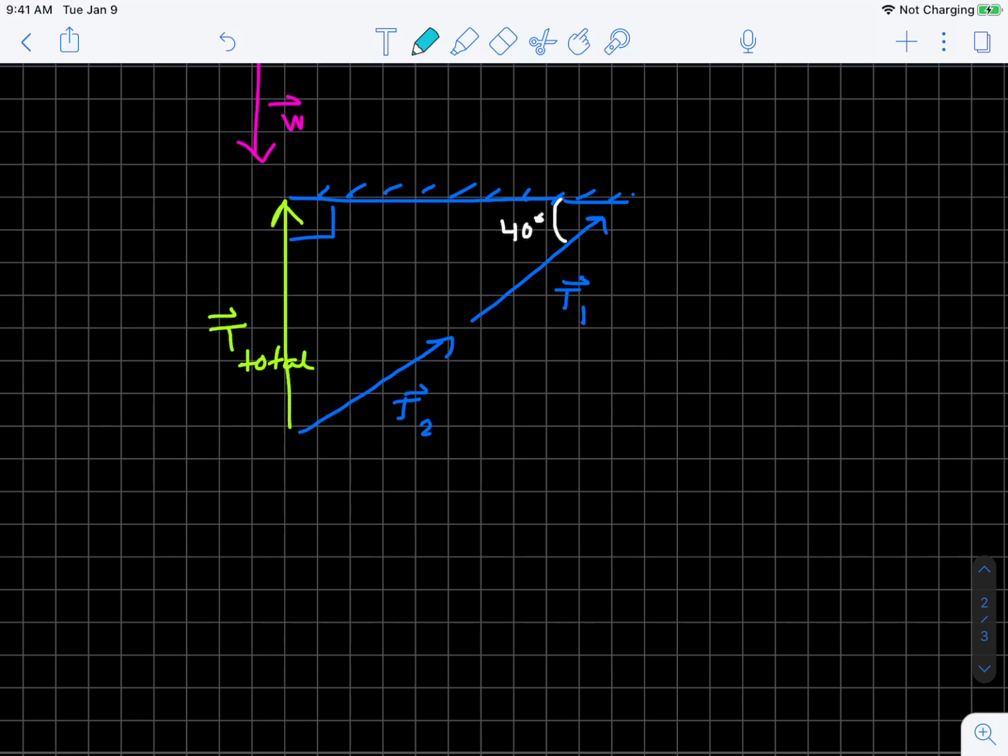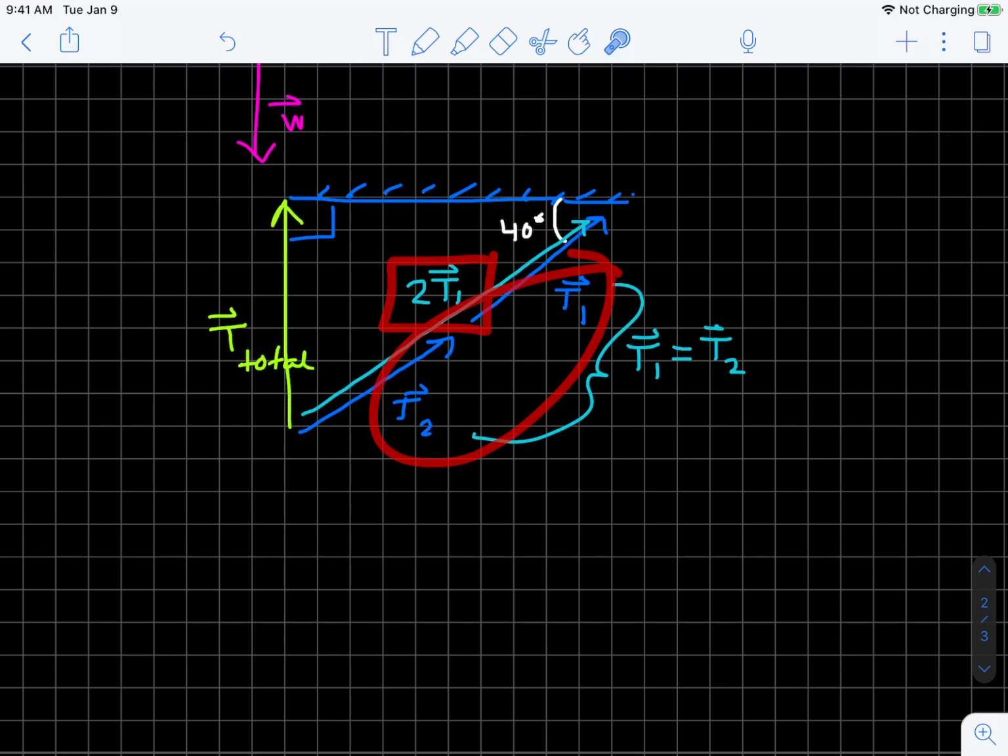Okay, now this whole side right here is tension 1 plus tension 2. But tension 1 and tension 2 are exactly equal. They're equal because their angles and their length are the same. I will not give you a scenario where they're different. So they're equal. So what we can do is call this side 2 times tension 1, or 2 times tension 2. Because they are equal, I can just double one of them.